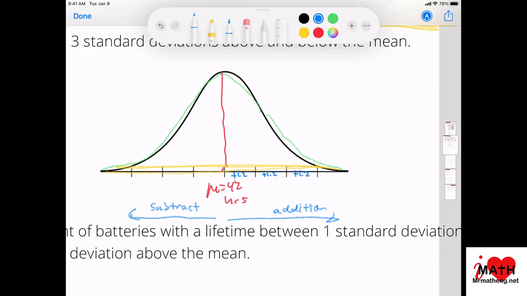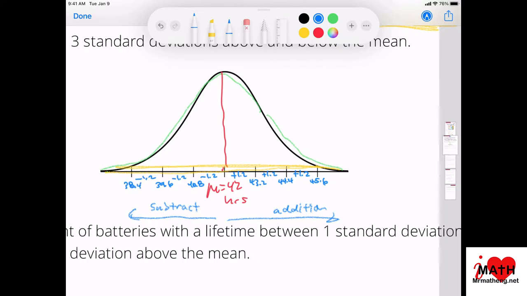and here 42 plus 1.2 would give me 43.2, plus 1.2 would give me 44.4, and adding 1.2 would give me 45.6. Okay, now if you go in this direction, you're going to be subtracting. 42 minus 1.2 will give me 40.8. 40.8 minus 1.2 is going to give me 39.6. And 39.6 minus 1.2 is going to give me 38.4.